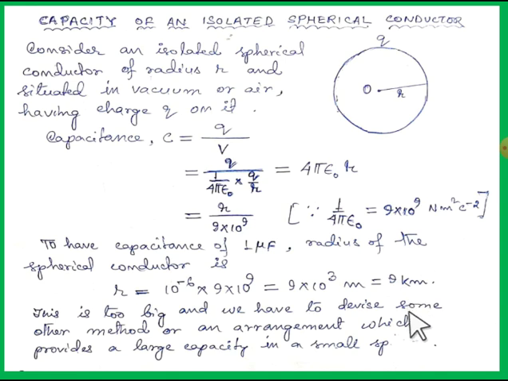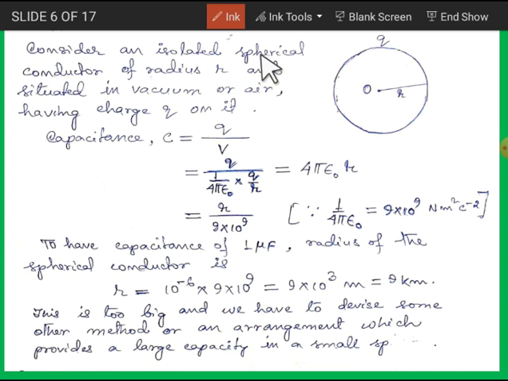But we don't want such a huge capacitor, because it is not efficient. We want to find an arrangement so that a large amount of charge can be stored in that small space. Got it? In that small space, if we can store a large amount of charge, then that will be much more effective, right? So it should be in a small space.